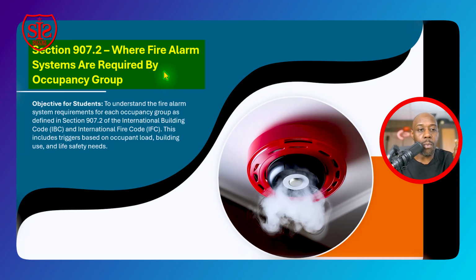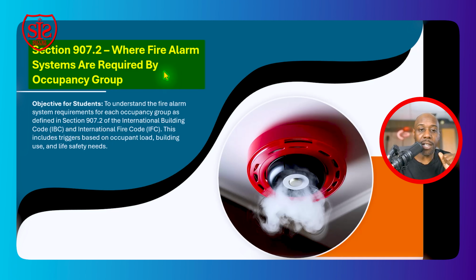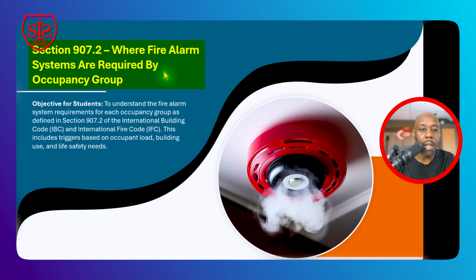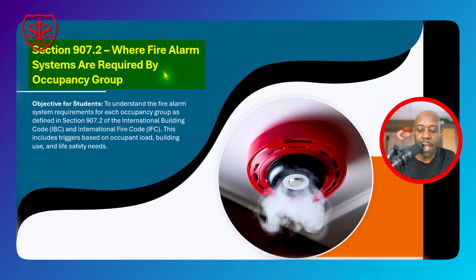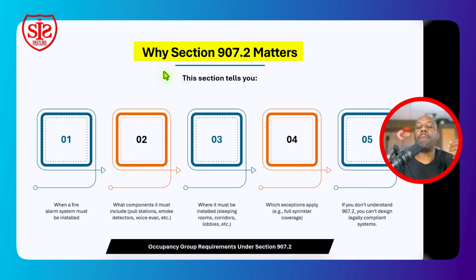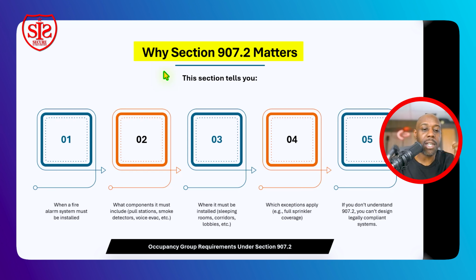For you to understand the requirements for each occupancy group as defined in section 907.2 of the International Building Code, this is based on the occupancy load, building use, and the life safety needs. Why does section 907.2 matter so much? This section breaks down a lot of the subsections when it comes to the occupancy classification.